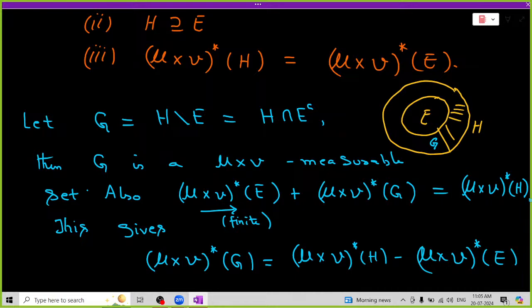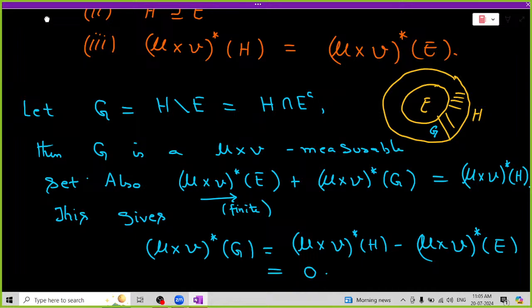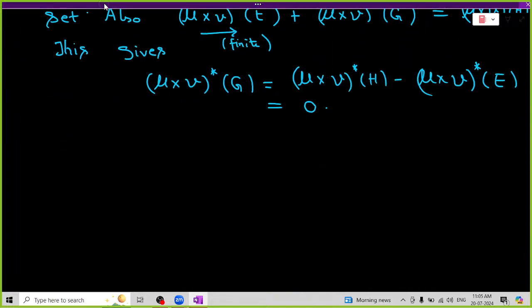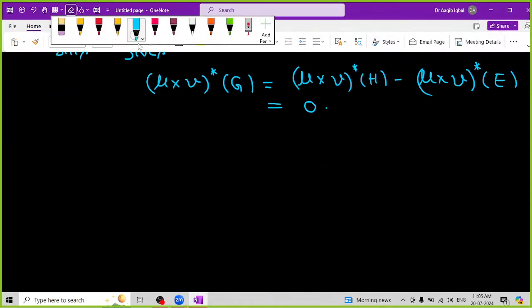And since mu cross nu star of h and mu cross nu star of e are equal, this is 0. The difference of two equal quantities, so it is 0. So that means G is a null set. So we can use our previous case. G is a null set, so we can use case 4.